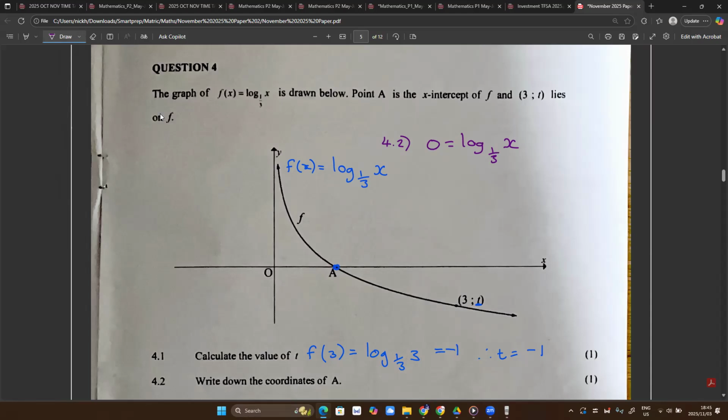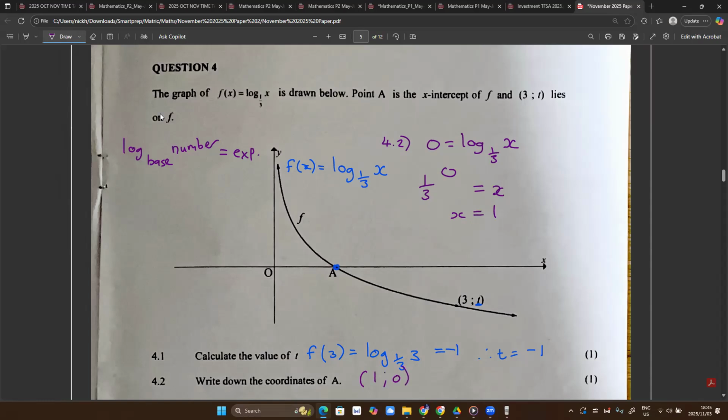Now I'm just going to show you quickly the way I remember logs: log base number equals exponent. Because if you think about it, the base is the base of a tree. The exponent is the thing at the top of the tree, and your number is your number by itself. So log base, the base is a third. The number is x, and your exponent is 0. Well, anything to the power of 0 is 1. So x is equal to 1. So the coordinates of A are 1 and 0.